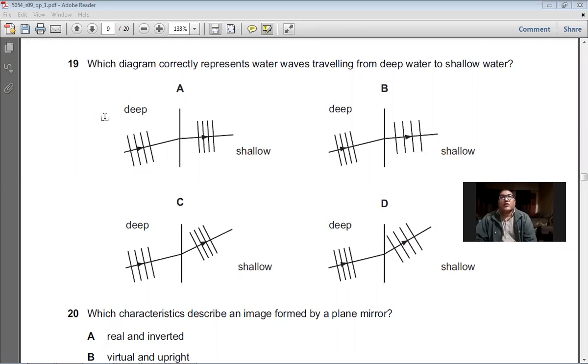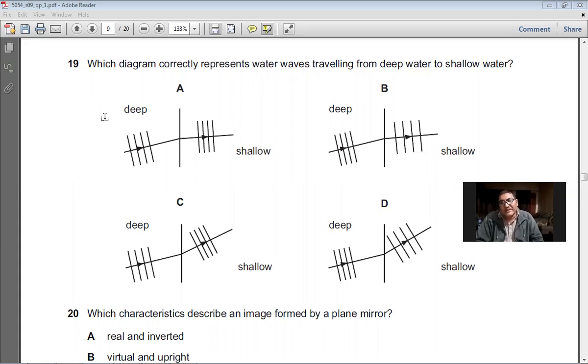Which diagram correctly represents water waves traveling from deep water to shallow water? So the water waves are traveling from the deep water into the shallow water. In the deep water, the speed is higher, the wavelength is also higher. And in the shallow water, the speed will be less, and so the wavelength will also decrease. So B and D cannot be the answers because when the water waves enter into shallow water, their speed decreases.